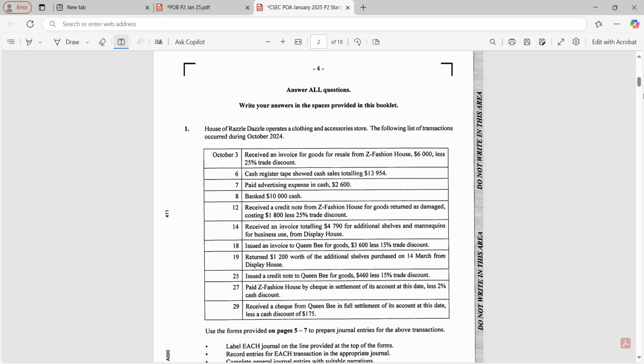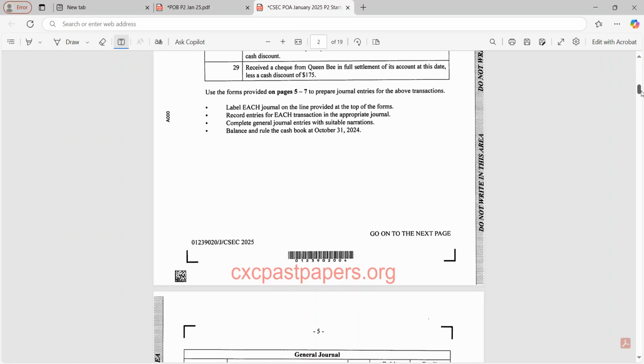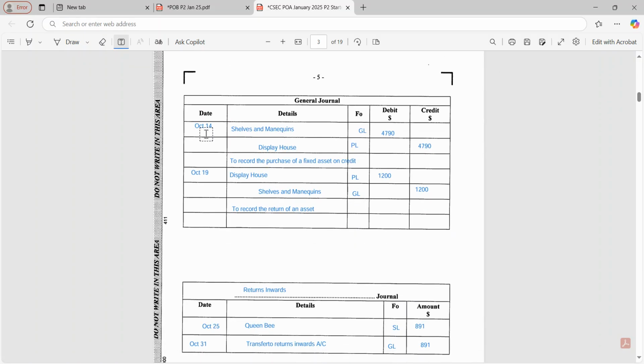So we go down to our general journal, and when we're receiving assets will increase, and when assets increase, we debit. So we're going to say the 14th of October, shelves and mannequins, which we can find in our general ledger, since it is not a payable or a receivable, and it's going to be 4,790. We're going to indent for the account that we're going to credit, and Display House would be the account that we credit, which is the name of the supplier. And since he or she is a supplier or creditor, the folio would be purchases ledger, right? And it is 4,790.